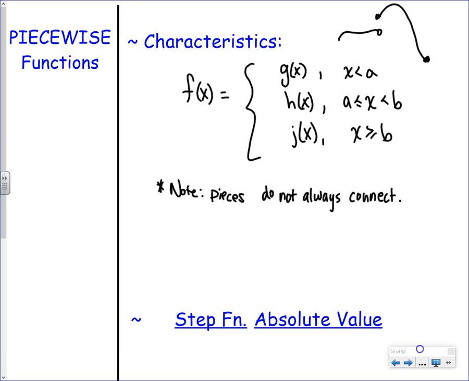Sometimes the pieces do connect. This could be my G, this could be my H, and this could be my J. Sometimes they might connect. Sometimes they might just happen to meet up at that point where one of them is going all the way up to but not including, and the other one fills in and keeps going. Sometimes they do connect, but more often than not, they don't.